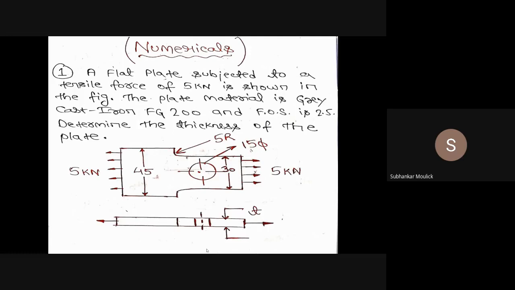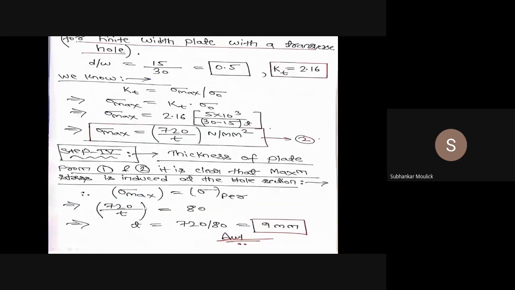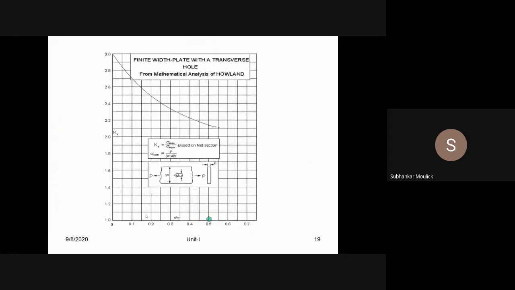If you won't write it down, I don't know, because I am the designer, from where you have taken this data. So you will lose marks. 1 or 2 marks you will lose. So every time whenever you are using any data from the design data book, you have to mention the page number as well as the heading from which you have taken that data. Is it clear?